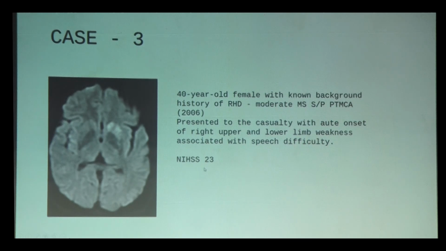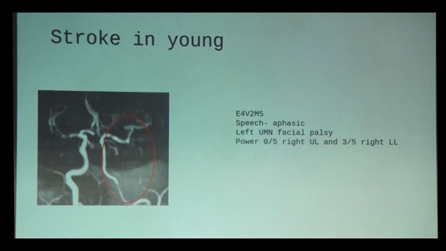This is another patient, a 40-year-old female, a known case of RHD with moderate MS and post-PTMC in 2006. She presented to casualty with acute onset aphasia with right upper limb and lower limb weakness. Her NIHSS was very high at presentation, 23. Here you can see the diffusion and clinical correlation are not matching; there is a clinical and radiological mismatch. In this patient we went ahead with thrombolysis with IV alteplase. In the TOF imaging, the left ICA is completely occluded, not visualized at all.